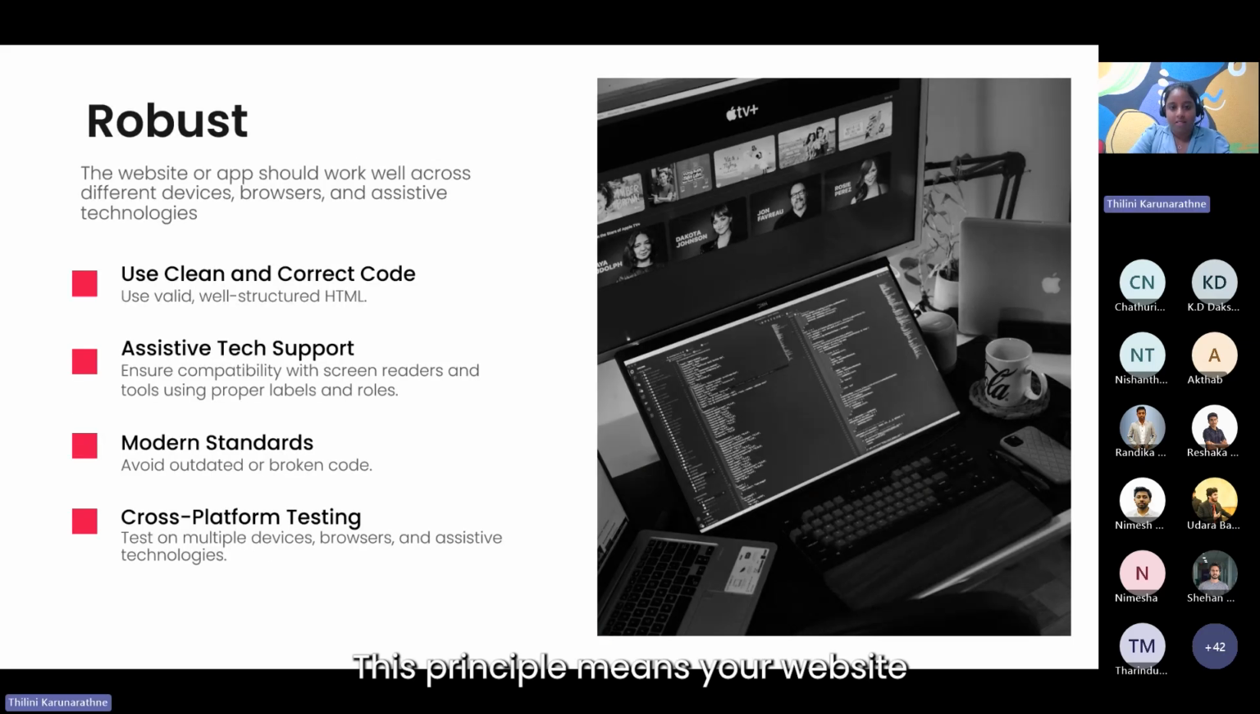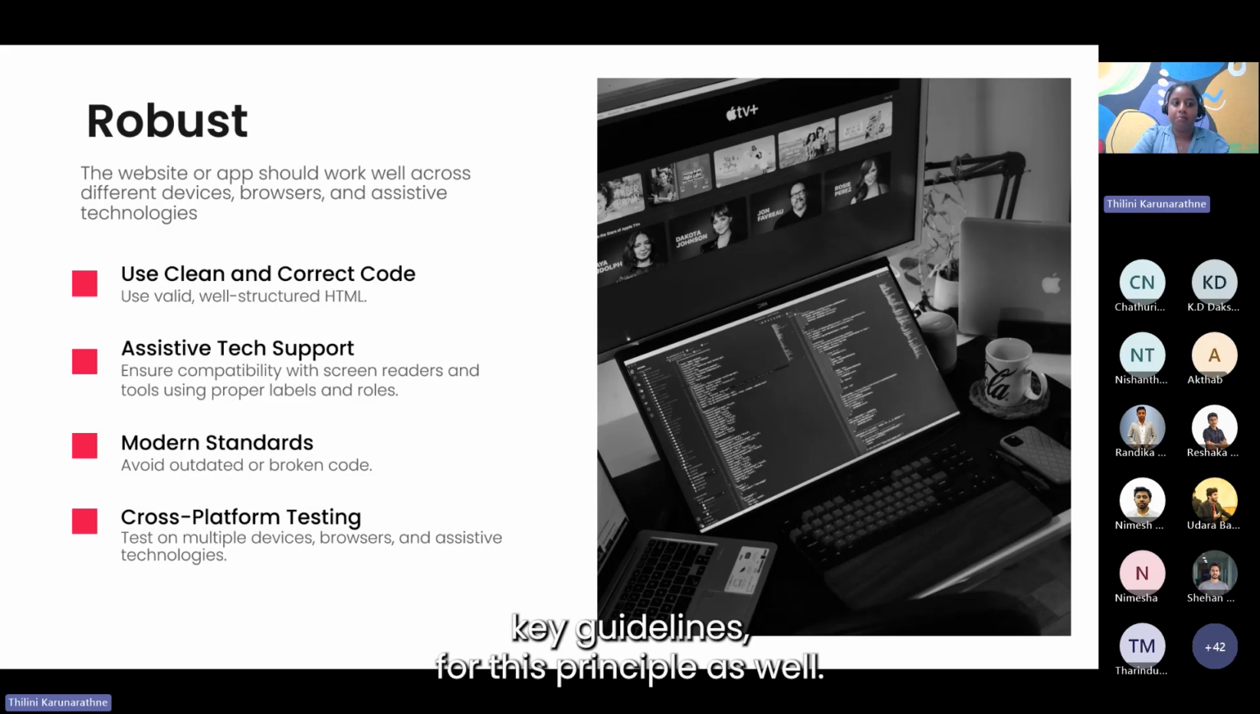This principle means your website or app should be strong and flexible, so it works with both today's technologies and tomorrow's. And same as the other principles, there are key guidelines for this principle as well. The first one is use clean HTML. That means write well-structured semantic code so tools can easily read.